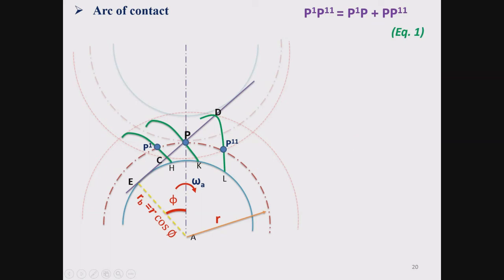For arc of contact. Arc of contact is defined as the locus of any point on the pitch circle during the gear tooth action.